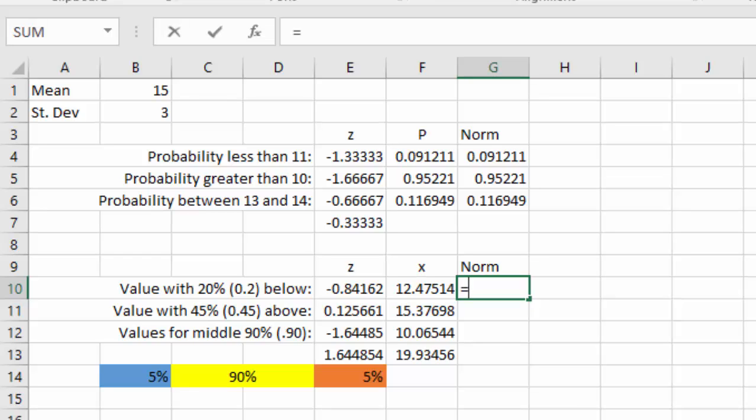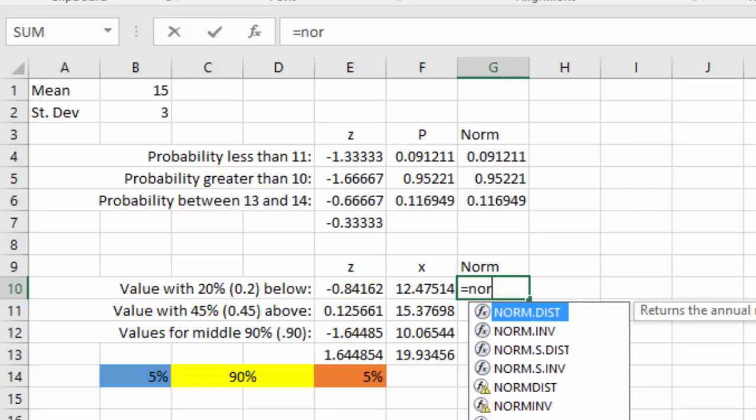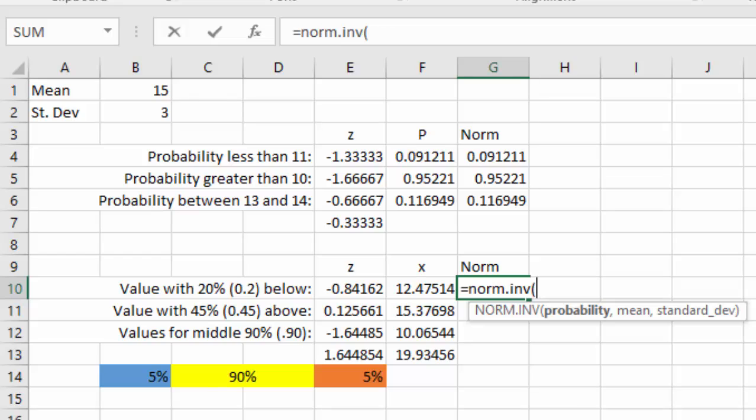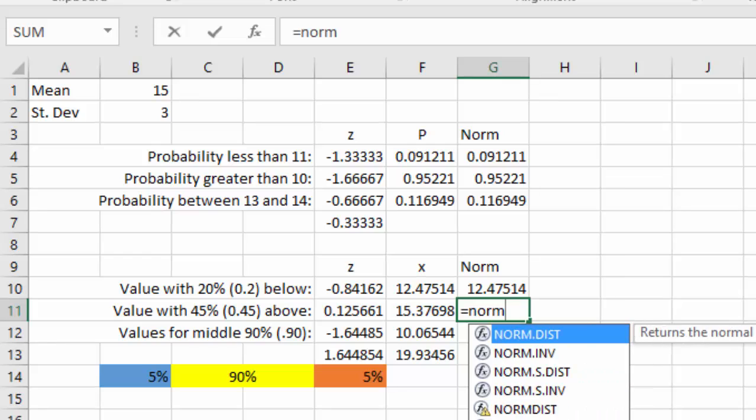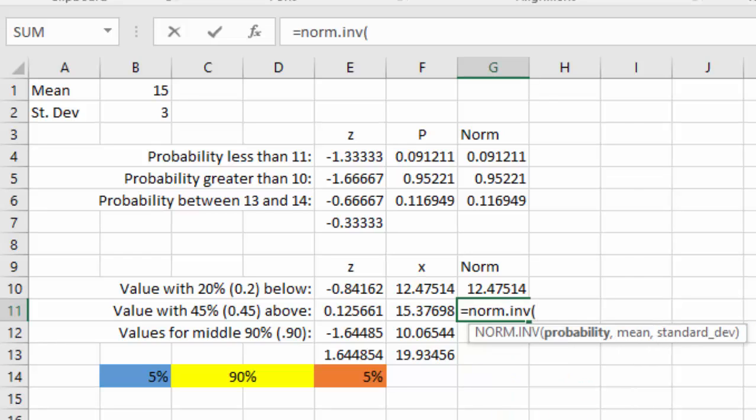To do it with just the normal, with a mean of 15 and a standard deviation of 3, without doing the z step, we type in equals norm dot inverse, I N V. The probability we want to be less than 20%, or to have 20% of the data below, is 0.2, comma. We tell it the mean is 15, and the standard deviation is 3, and we find the exact same x value.